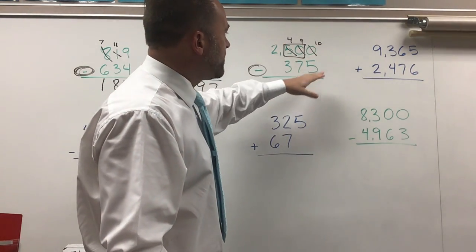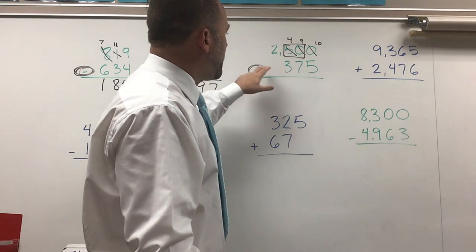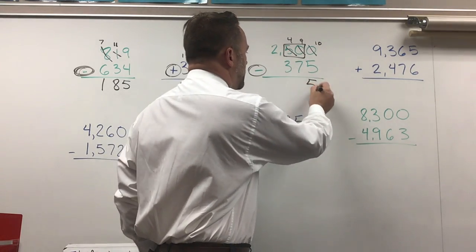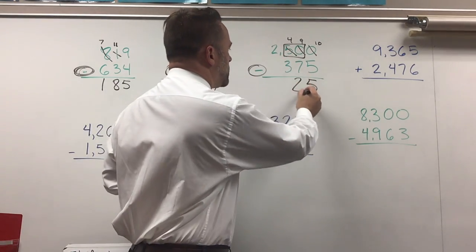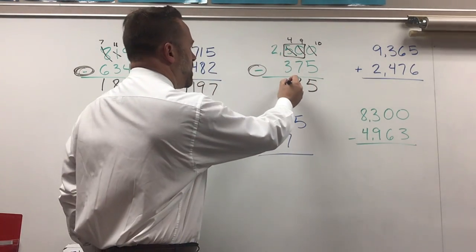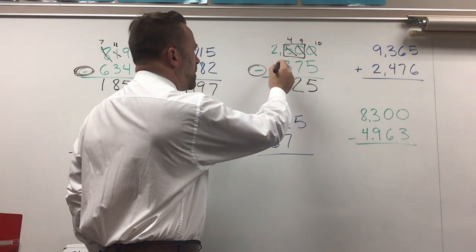Now I have enough numbers I can regroup. 10 minus 5 is 5. 9 minus 7 is 2. 4 minus 3, you got it, it's 1.